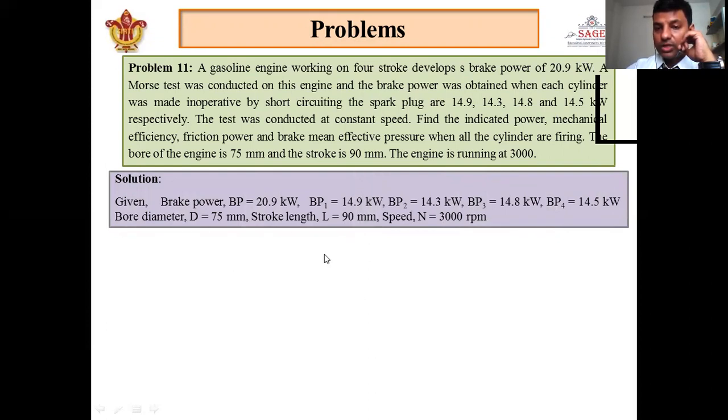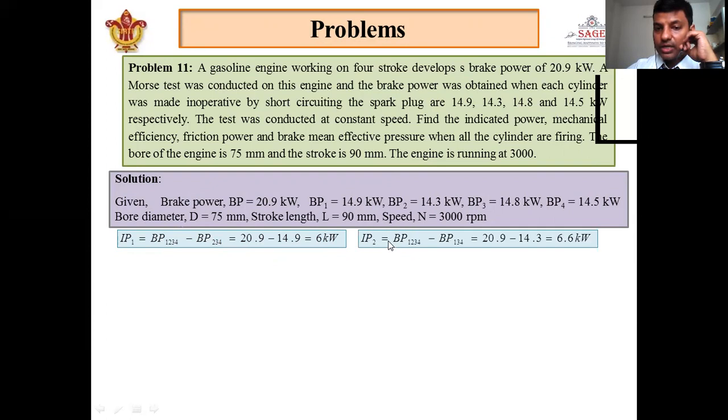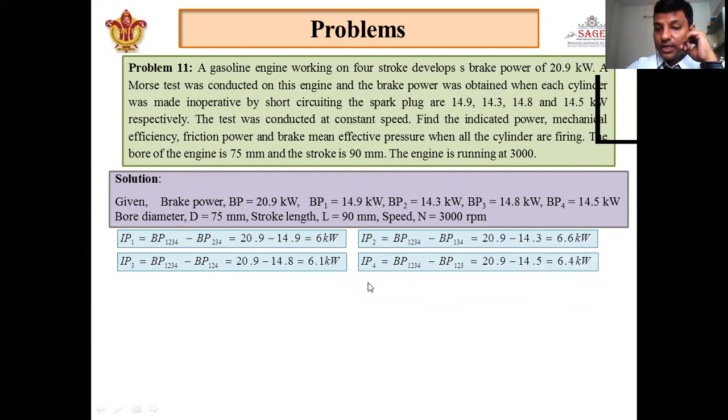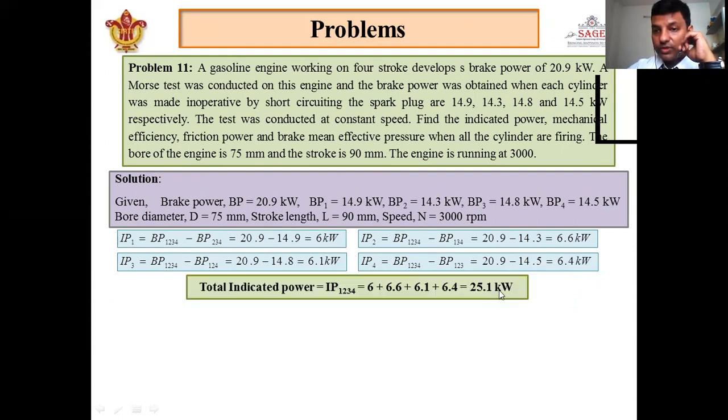So moving to the equation that we have seen, indicated power 1 will be total brake power minus brake power when cylinder 1 is cut off, 20.9 minus 14.9. Similarly, indicated power 2 is 6.6 kilowatt. Indicated power 3 is total brake power minus the value when cylinder 3 is cut off, 14. Indicated power 4 is total brake power minus the value when cylinder 4 is cut off, 20.9 minus 14.5, that is 6.4. So we get indicated power for the first, second, third and fourth cylinders. When we add all the indicated powers, we get total indicated power, that is 25.1 kilowatt.